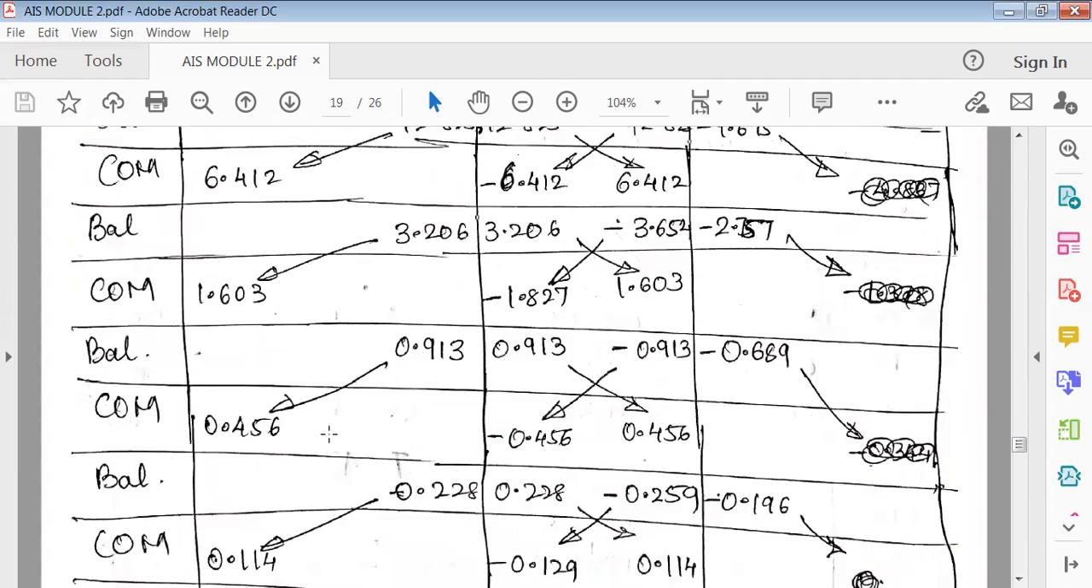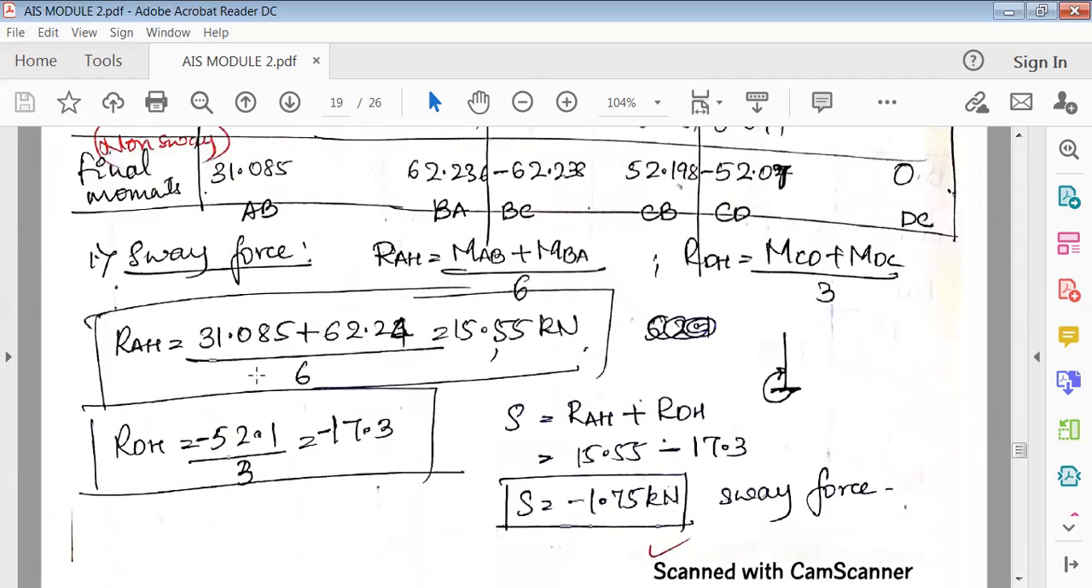Now we are going to assume a few things here. Let's assume a sway force. Now we have to find out the force which is trying to push it to the right or left. Now how do we do this? We are going to find the moment at the top of the columns.